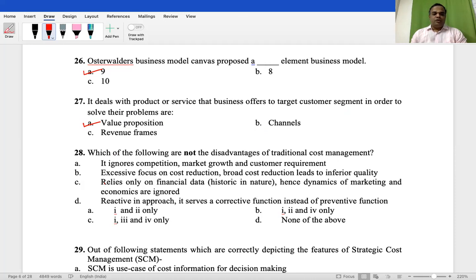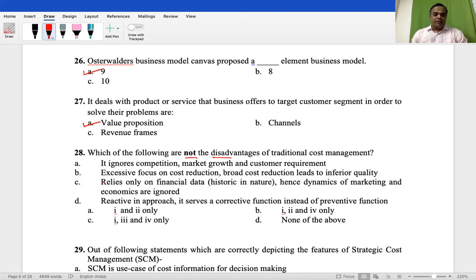Next, which one of the following is not a disadvantage of traditional cost management? First one, it ignores competition, market growth, and customers' requirements. Yes, it forms part of the disadvantages. Excessive focus on cost reduction leads to inferior quality. That is also a disadvantage. Third one, it relies only on financial data, hence the dynamics of the market and the economy are ignored. That is also a disadvantage.